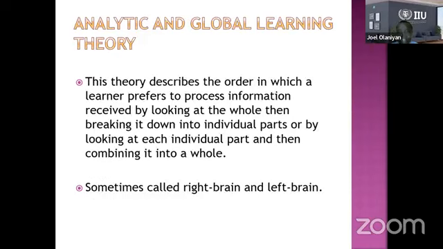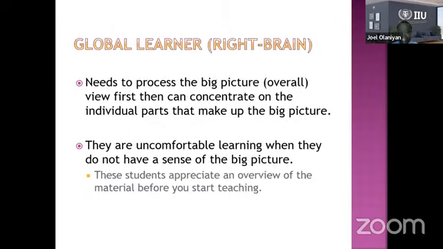So let's move to the third category. That is the analytical and global learning theory. This theory describes the order in which a learner prefers to process information received by looking at a whole, then breaking it down into individual parts, or by looking at each individual part and then combining it into a whole. So you can see these ones, they love that you introduce the whole picture. Sometimes they are called the right brain and left brain. So let's look at it a bit in detail.